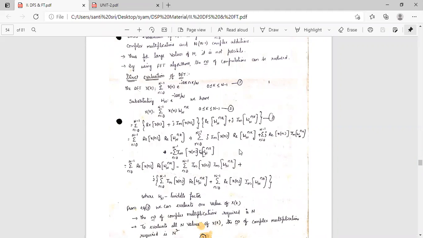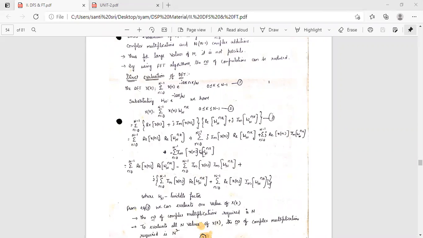Okay, now we will write real terms into one side and imaginary terms into another side. It is equal to sigma n equal to 0 to N minus 1 real of x of n into real of W_N power nk, minus sigma n equal to 0 to N minus 1 imaginary of x of n into imaginary of W_N power nk, plus j into sigma n equal to 0 to N minus 1 imaginary of x of n into real of W_N power nk, plus sigma n equal to 0 to N minus 1 real of x of n into imaginary of W_N power nk, right?